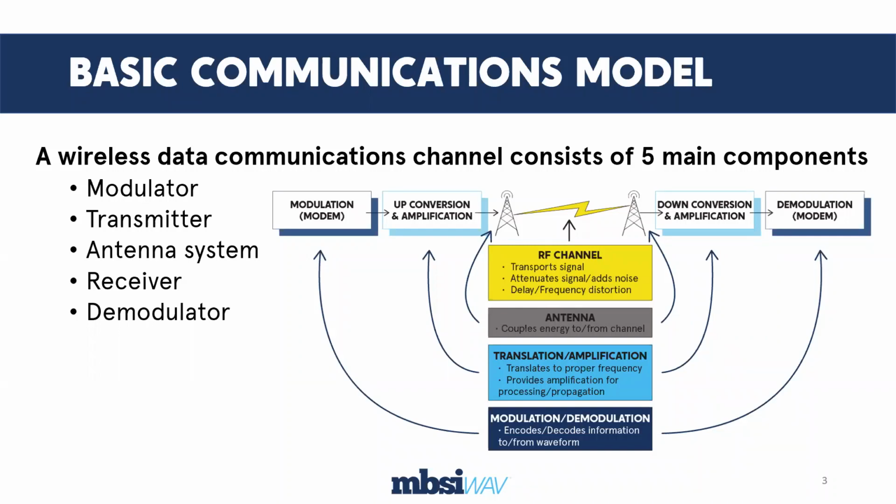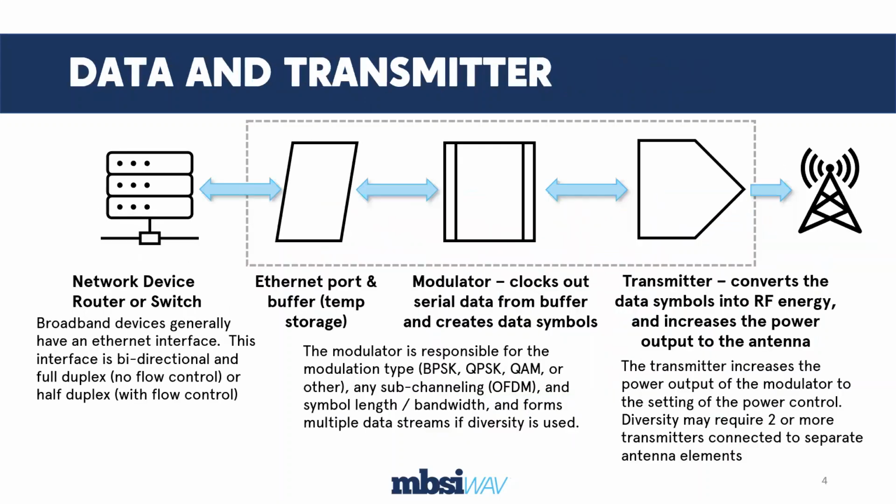So essentially, when we have a broadband wireless device, it is called a transceiver. So there's a transmitter and there is a receiver in the access point. There is a transmitter and receiver in the subscriber module. Very basic. Here's the basic modules of this process.